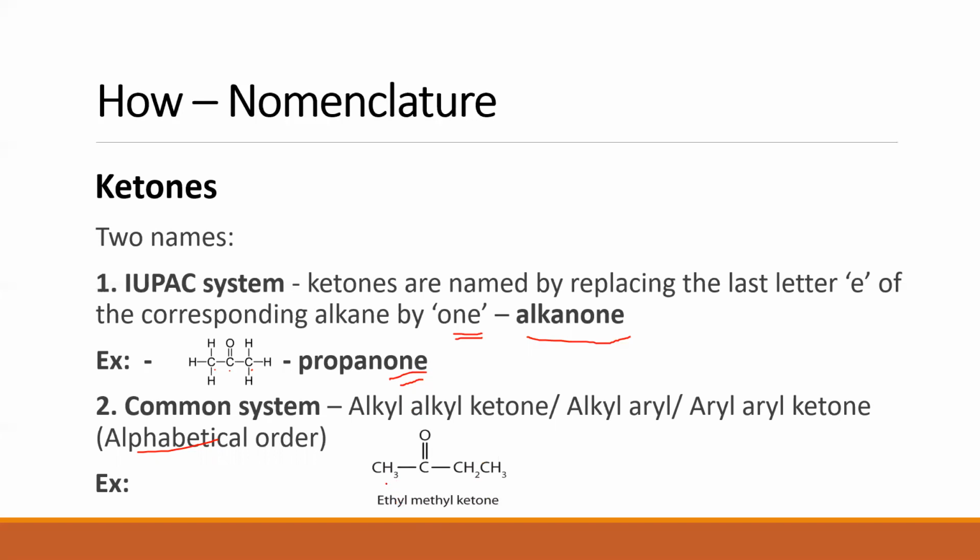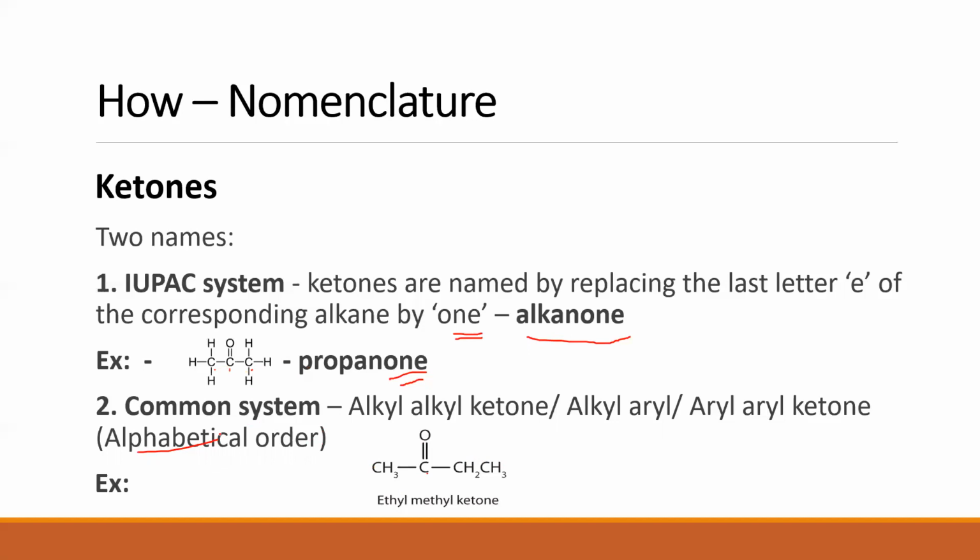I have this ketone CH3, CO, CH2, CH3. Now, what is the IUPAC name of this? 1, 2, 3, 4. 4 carbon atoms. So, therefore, it should be but-. It's obtained from butane, so butanone. And the functional group is present at the second position. So, therefore, 2-butanone. Same way here, this is also 2-propanone. I have missed the number 2 there. 2-propanone. This is 2-butanone.